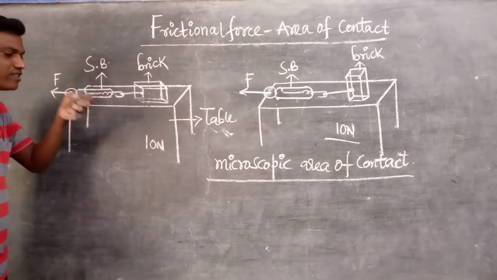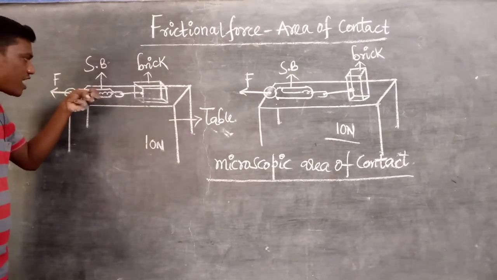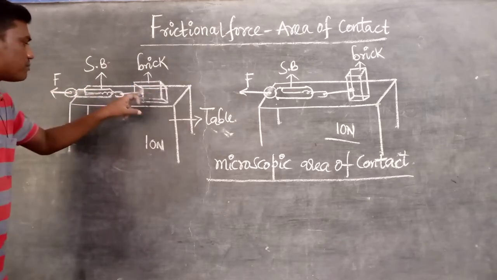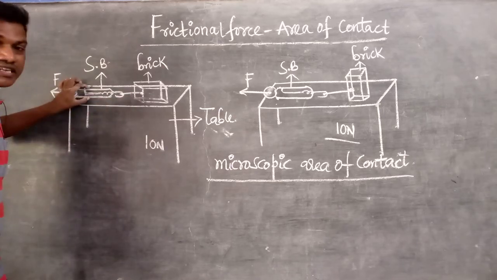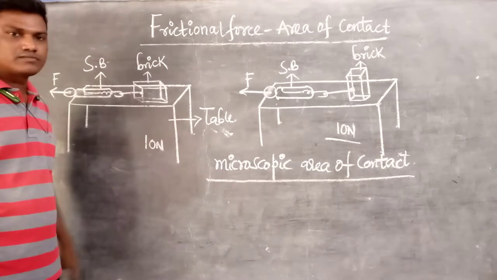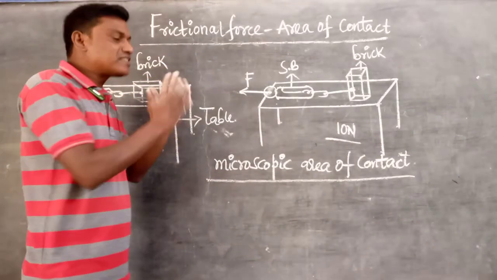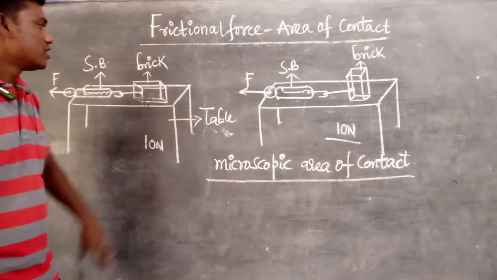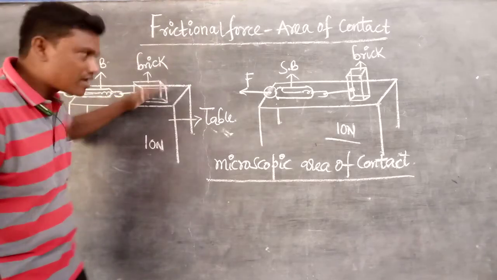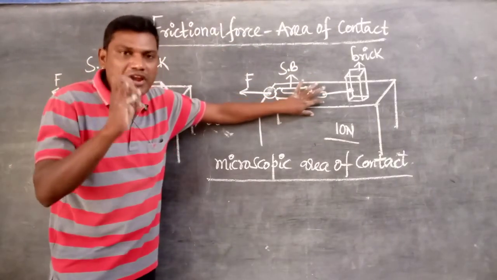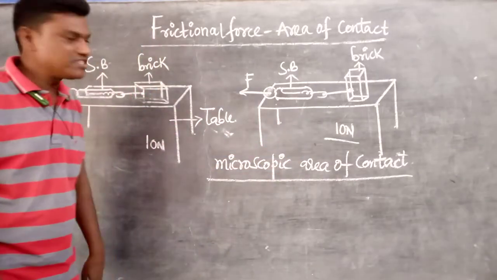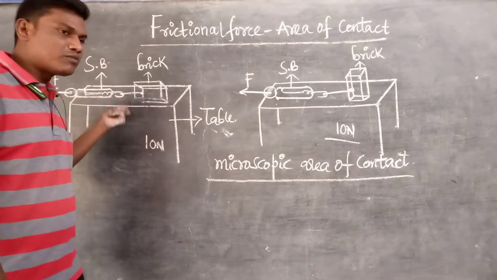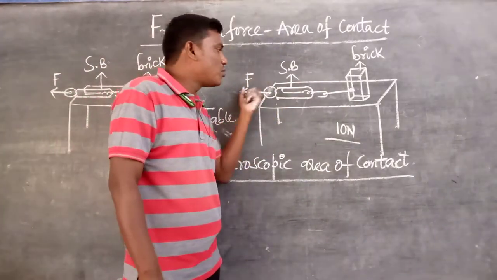Now we hold the other end of the spring balance and gradually increase the force on the brick until it is set into motion. When the brick is set into motion, you observe the reading on the spring balance and note its value. Now repeat the same experiment by placing the brick in vertical mode, and you observe that when the brick is placed in either horizontal or vertical position, the applied force does not change. When the brick is in horizontal position, how much force is needed to set it into motion? The same force is also needed in vertical mode.